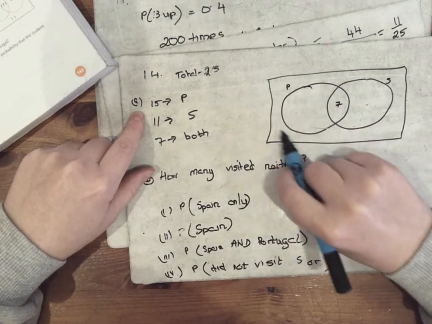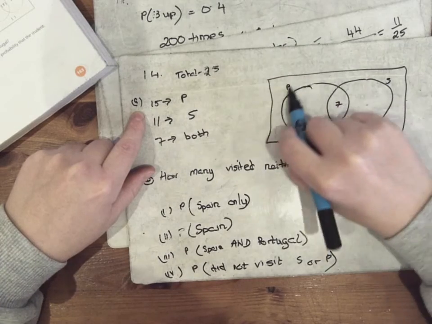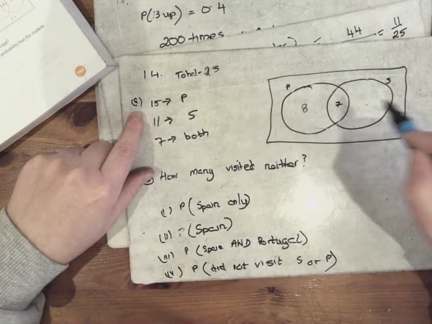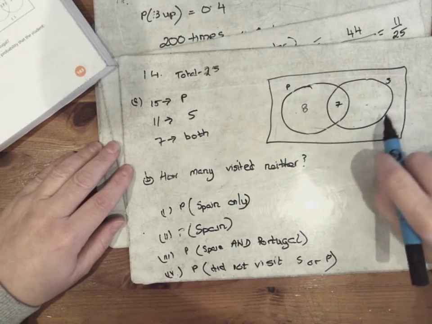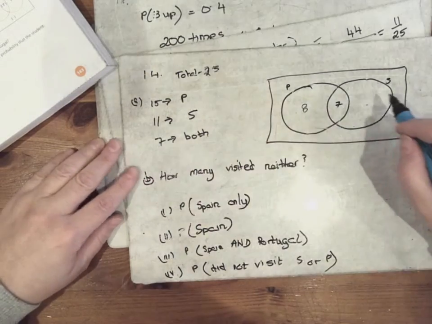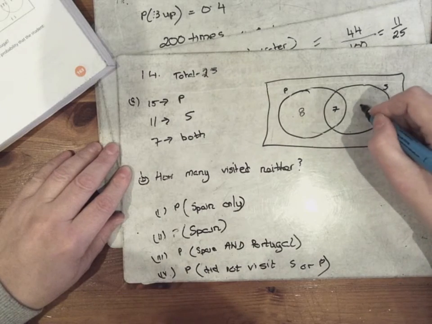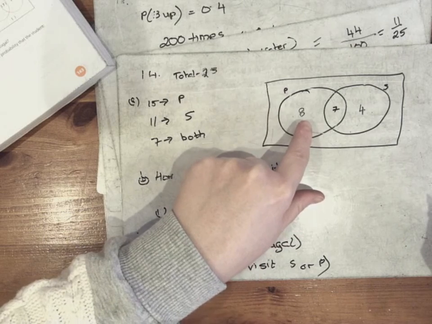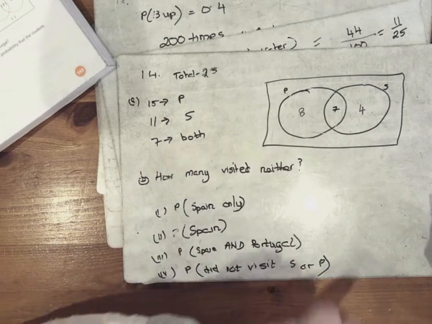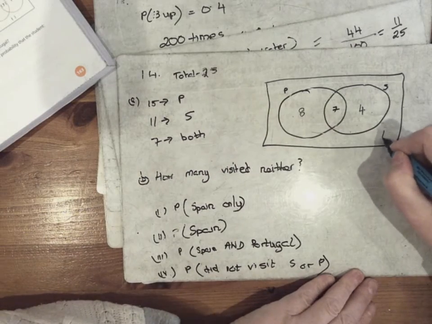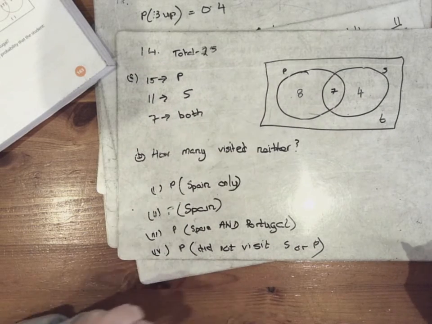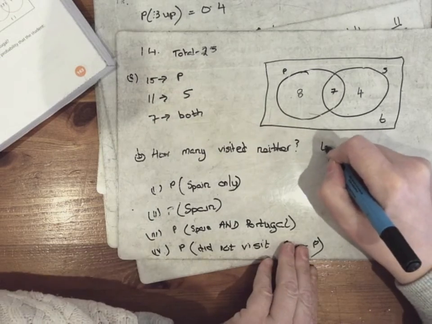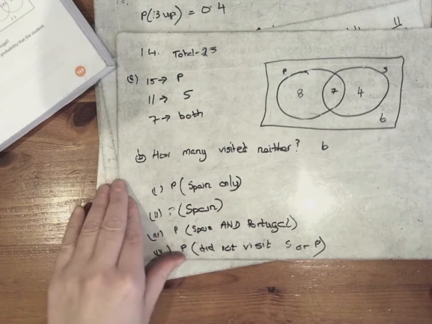So if 15 went to Portugal, in total in the Portugal circle I have to have 15. I've 7 in already, so that means there's 8 here. Right? In the Spain circle I have to have a total of 11. I've 7 in already, so that means I have to put a 4 here. And then there's 25 in total, so add what I've in. 8 and 7 makes 15 and 4 makes 19. So I'm short 6 people, so they must be on the outside, so they went to no place. So that's it. How many visited neither? We just did 6. Okay, now we're on to probability.